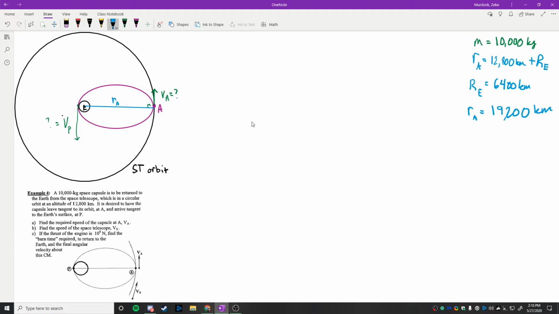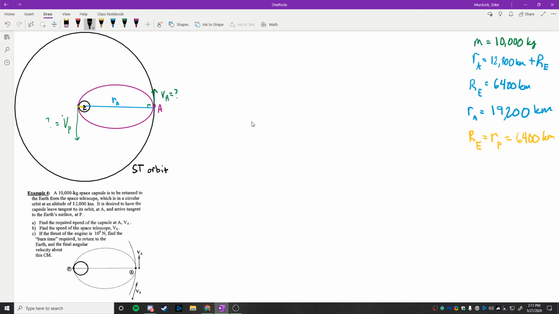That's RA. And then I'd also say that there's going to be another distance on here. I don't have to label it, but since it says it's desired to have the capsule leave tangent to its orbit at A and arrive tangent to the Earth's surface at P, that means that its distance on this side to the center of the Earth, let's use yellow for that, from there to there, that distance is basically just the radius of the Earth. And we're going to say that's equal to what I'm going to call R sub P. And R sub P is obviously just the radius of the Earth, 6,400 kilometers. Okay. I think that's all the information we need to solve this now. I guess we need the mass of the Earth, too.